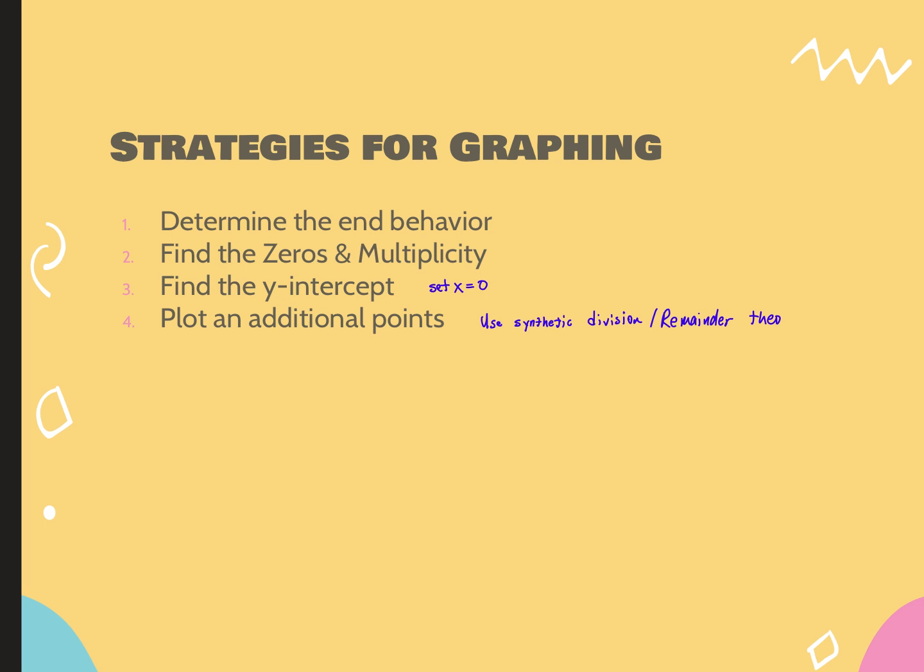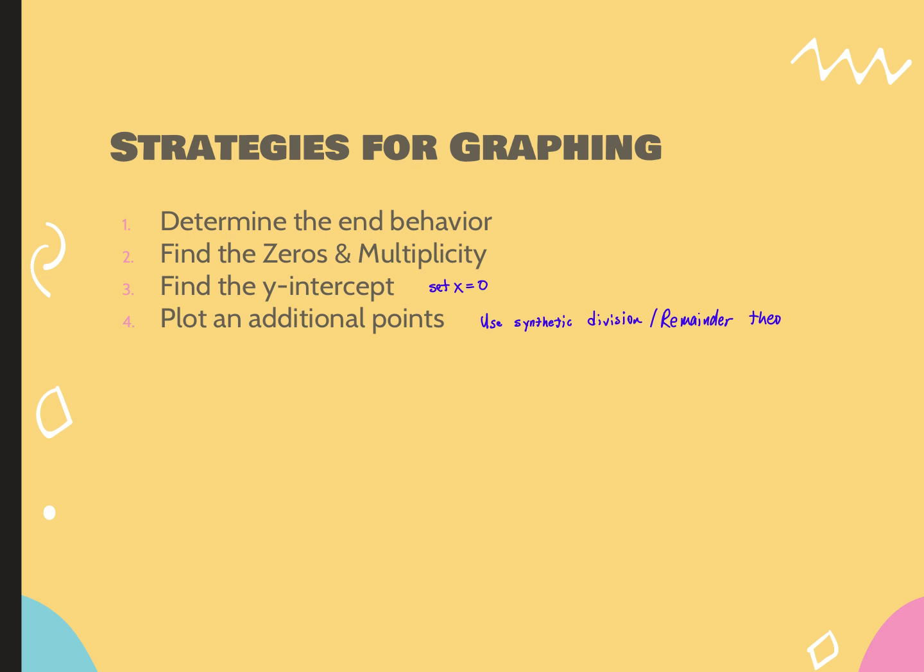The first thing we need to do, guys, every single time, is determine the end behavior. We're going to figure out which direction the arrows of the graph are going. The second thing we're going to do is find the zeros, the x-intercepts, the solutions, and then figure out what happens because of the multiplicity. Does it go through or does it bounce off? We can find the y-intercept. That's just setting all the x's to 0. And then plot additional points.